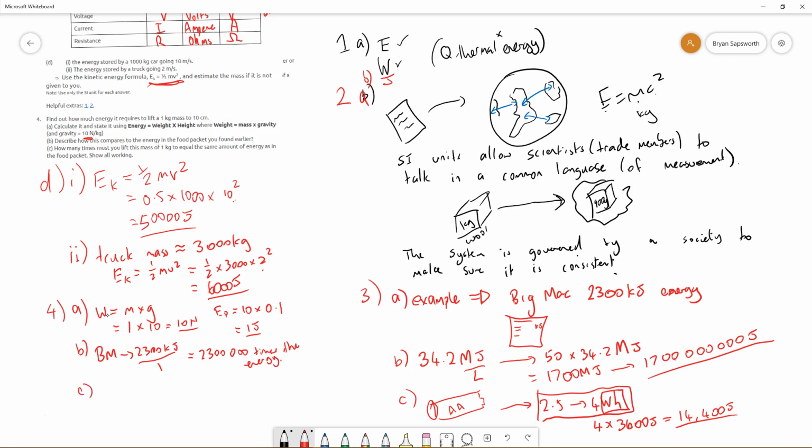C. How many times must you lift this mass of 1 kg to equal the same amount of energy as in the food packet? Show your working. Well, I'll just show you. So we get 1 joule is 1 lift. Okay. So how many of these lifts do you need to get to 2.3 million? Well, you need 2.3 million times. That is a lot.